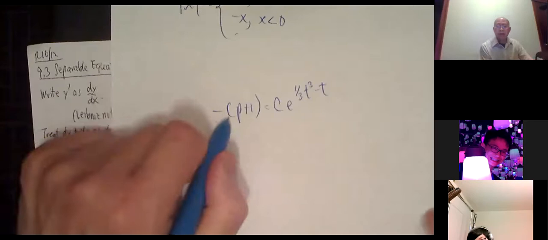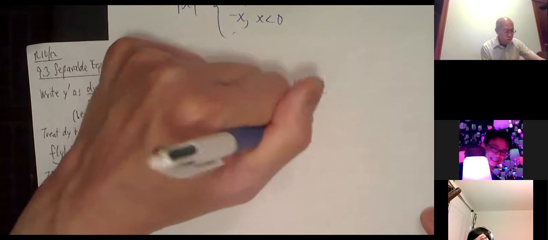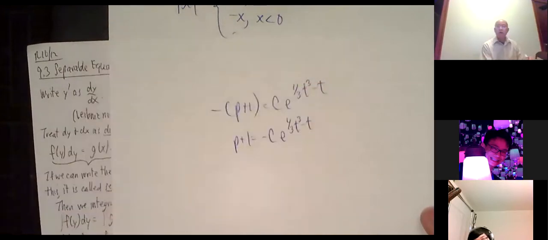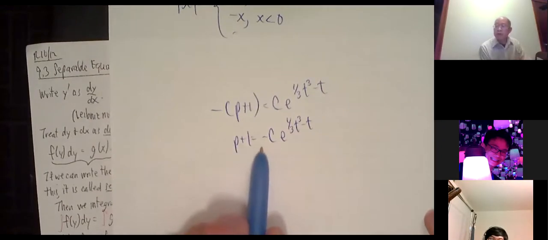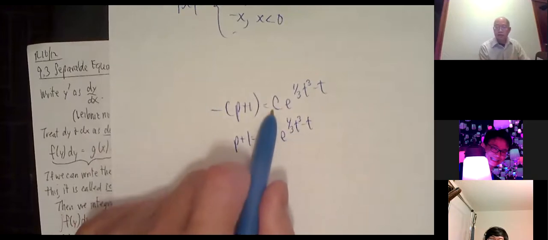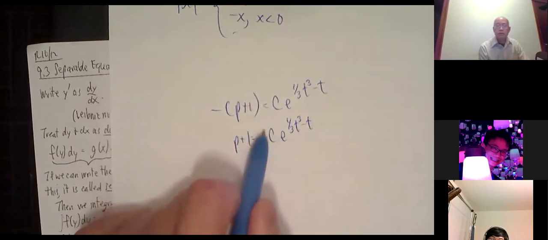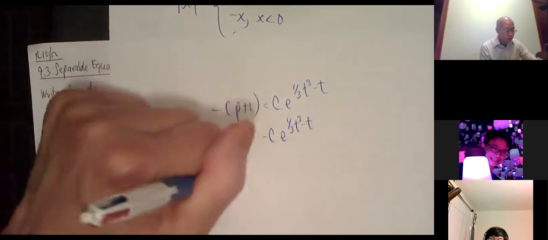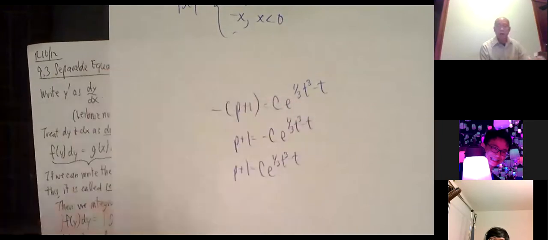And then multiply both sides by negative 1. It looks like this. So I have negative c. But what is negative c? It's still just c. See, you can sweep a lot of calculations under the rug when you have c. If you have c plus 5, c. c1 plus c2, c. e to the c, c. 3 times c, c. So it's still p plus 1 equals c e to the 1/3 t cubed minus t.